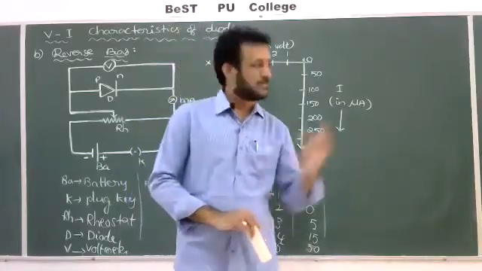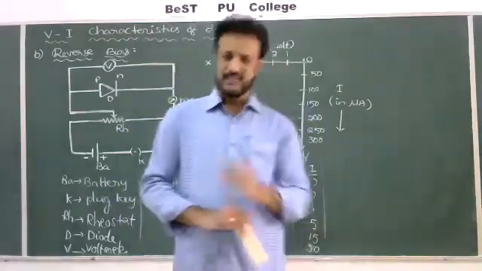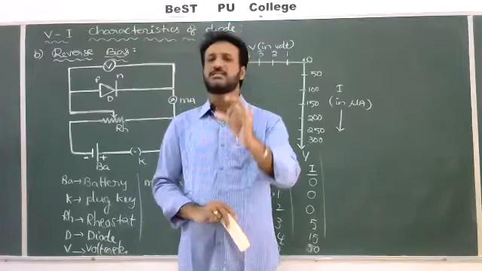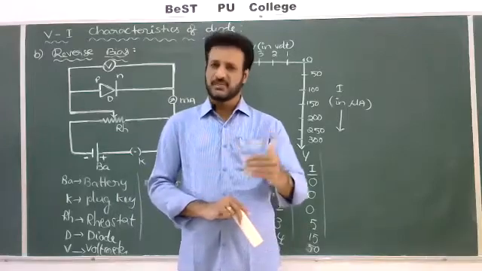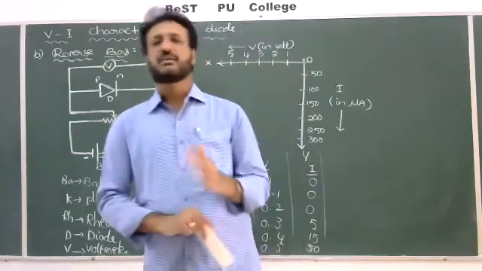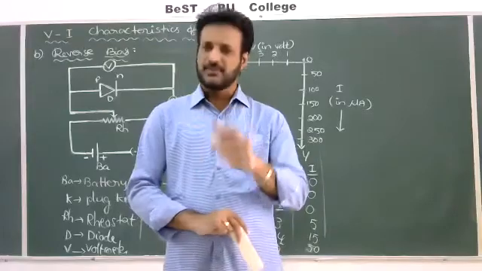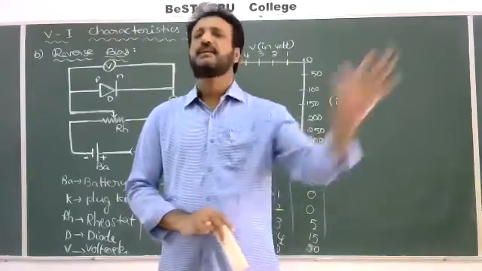By that time almost the diode will be damaged. That's why while purchasing PN diodes, generally they give the ratings. Up to what voltage we can use the diode, like 5 volt, 10 volt, 3 volt, 25 volt, up to that voltage it will be safe. And above that voltage what will happen? Breakdown takes place and the total diode will be damaged.